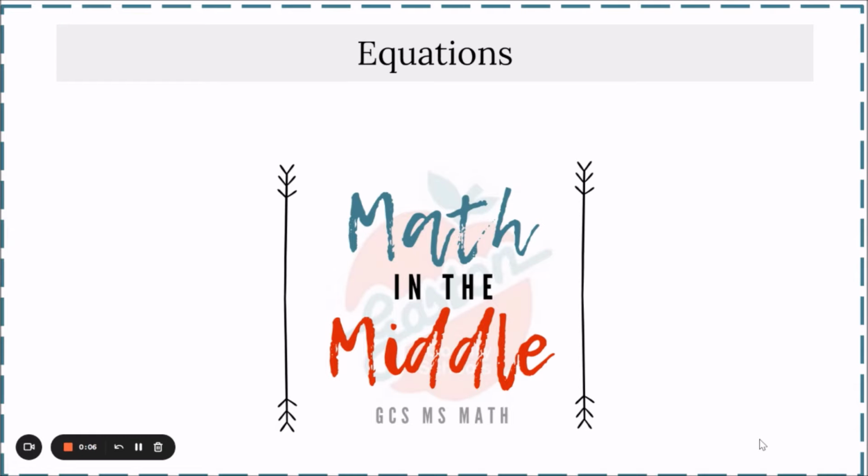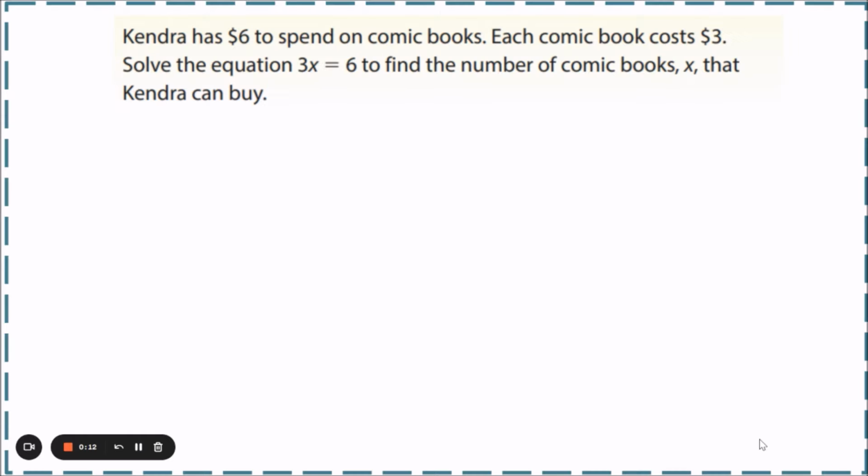In this video, we are going to look at two strategies to solving equations. Kendra has $6 to spend on comic books. Each comic book costs $3. Solve the equation 3x equals 6 to find the number of comic books x that Kendra can buy.